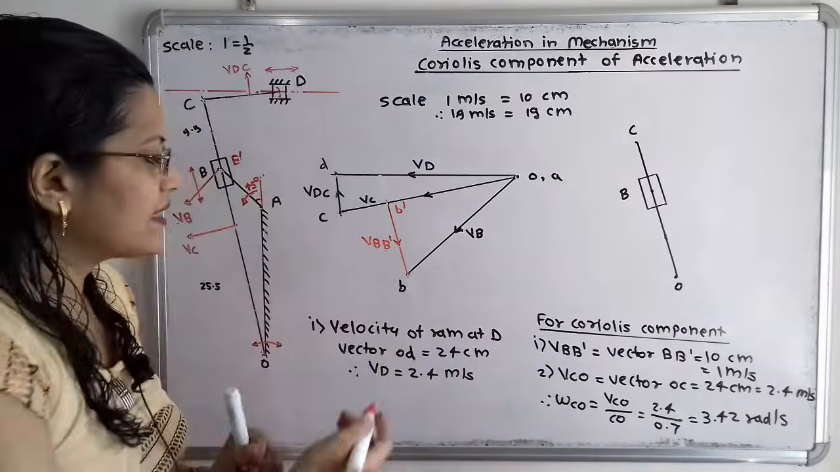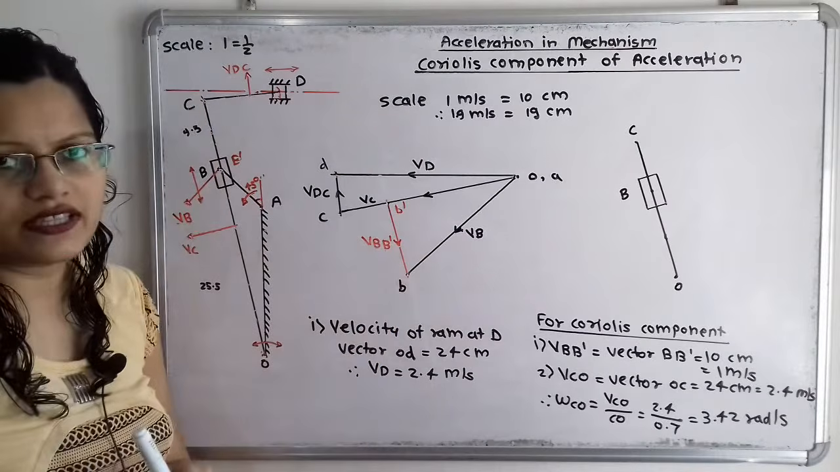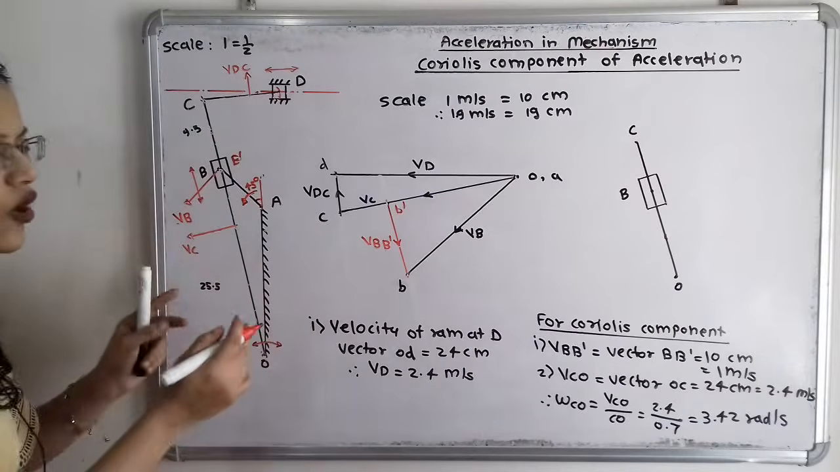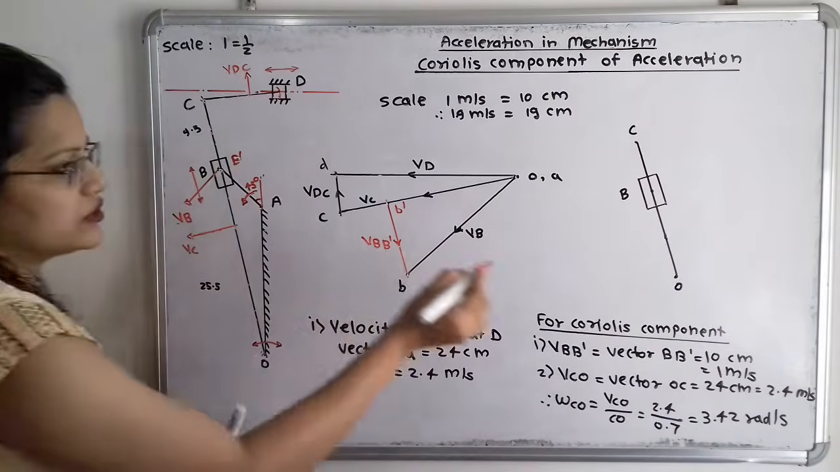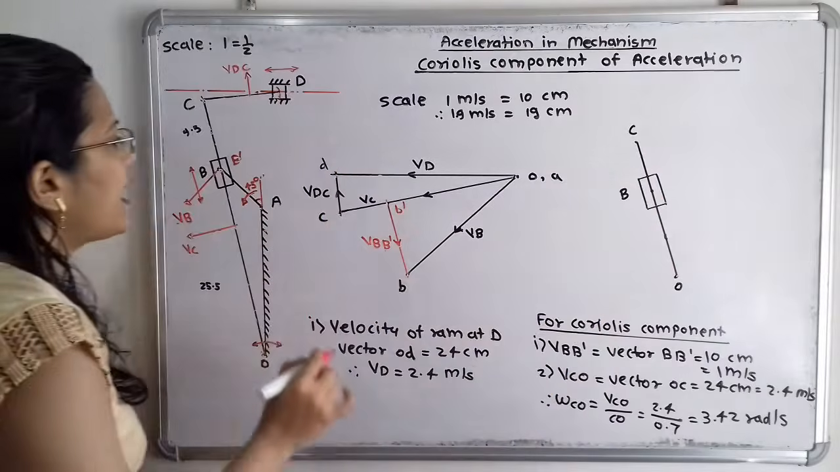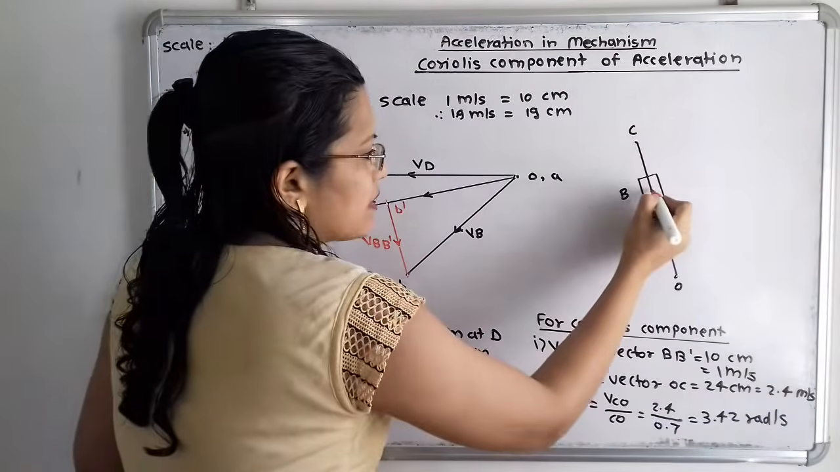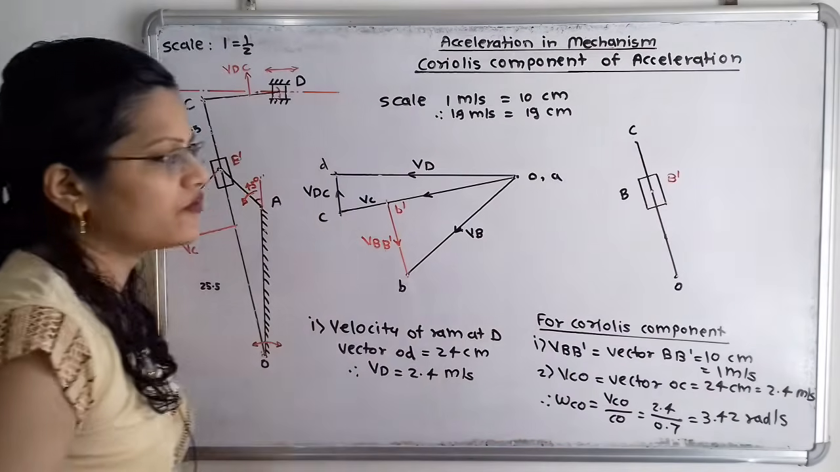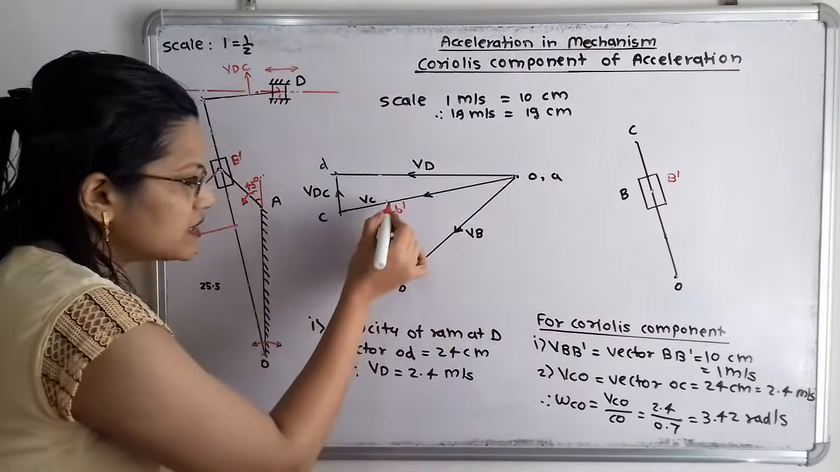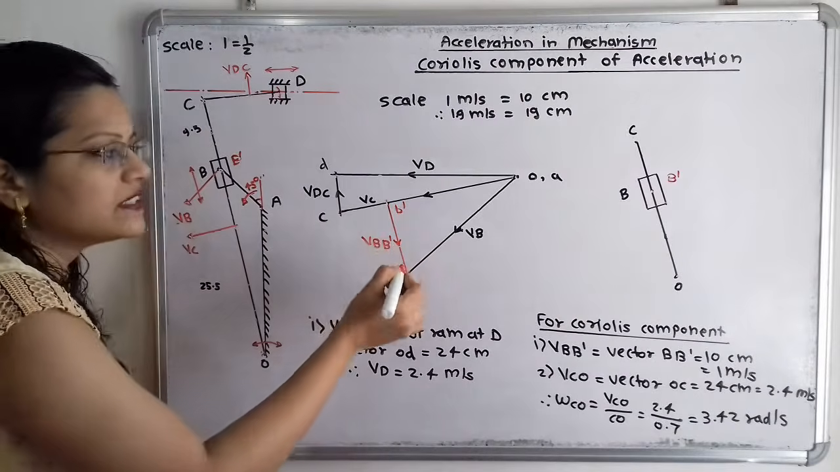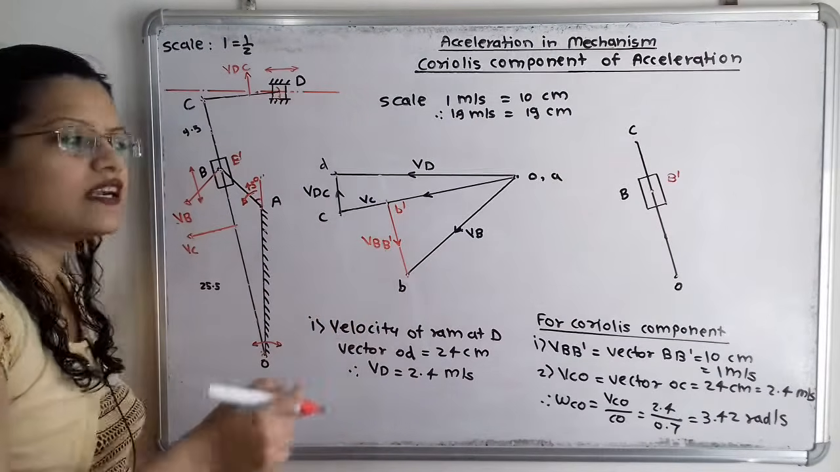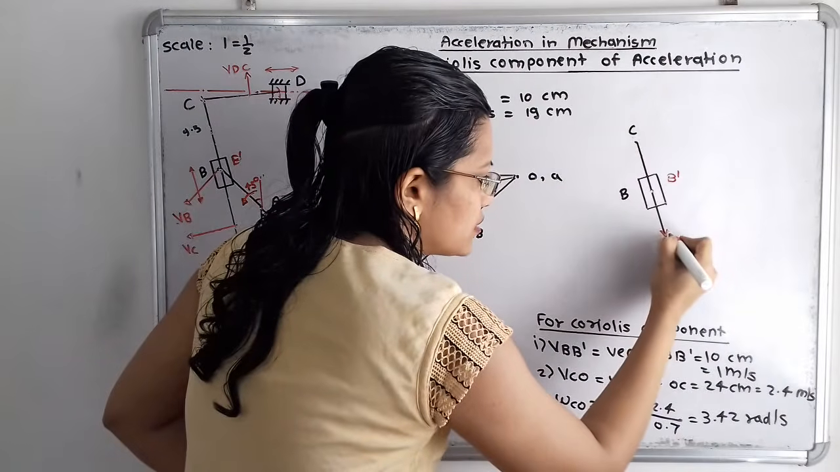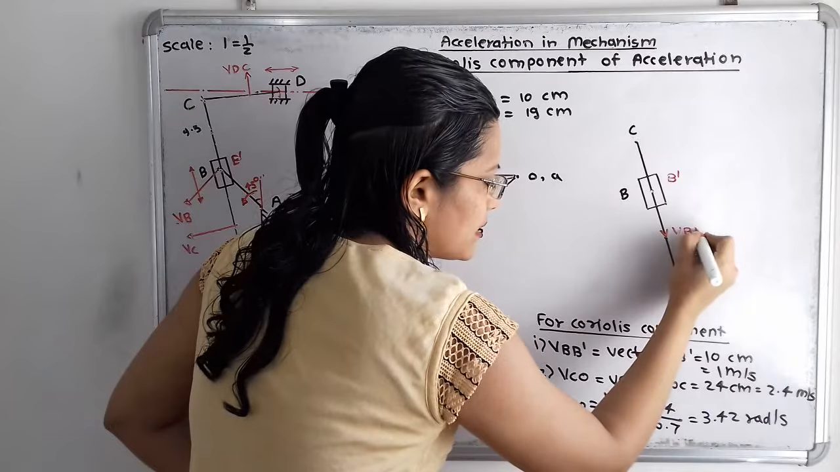Now what about the direction? So direction is in the downward direction. So for the Coriolis component of acceleration, we will draw one line parallel to the link OC. So here is the link O to C, and here at point B there is the coincident point B dash. So I will show here with the help of red marker, and this velocity VBB dash is having direction in the downward direction. So I have to show this linear velocity direction, that is VBB dash.